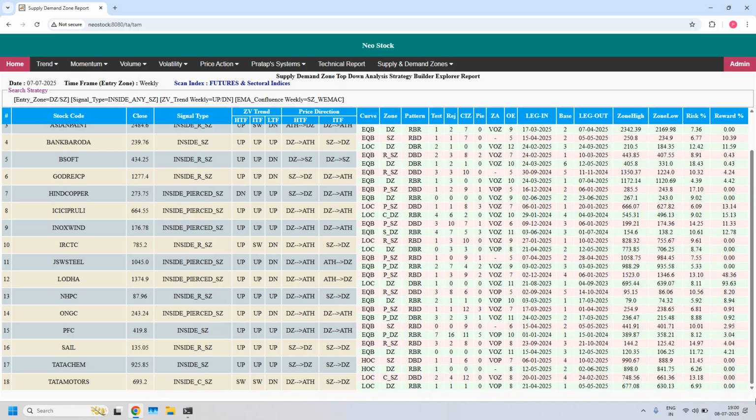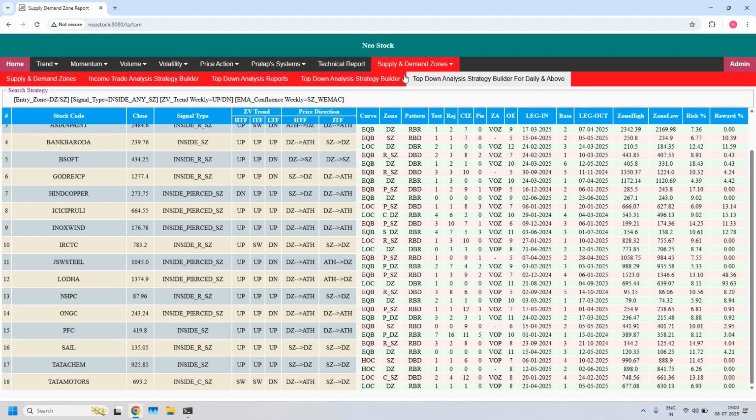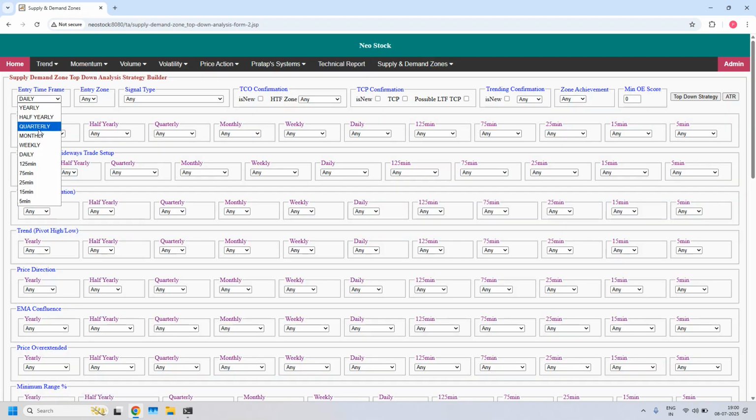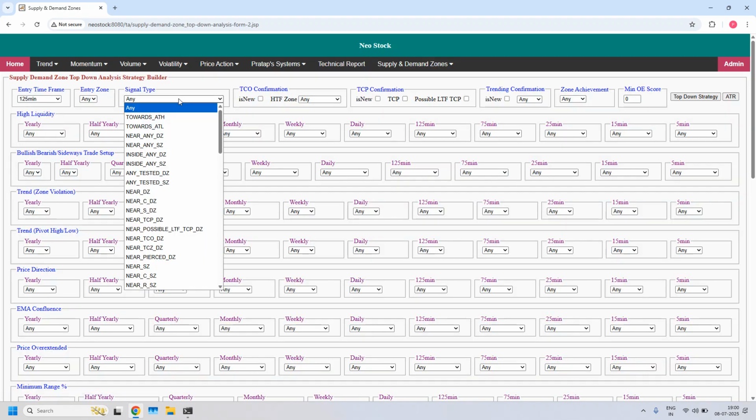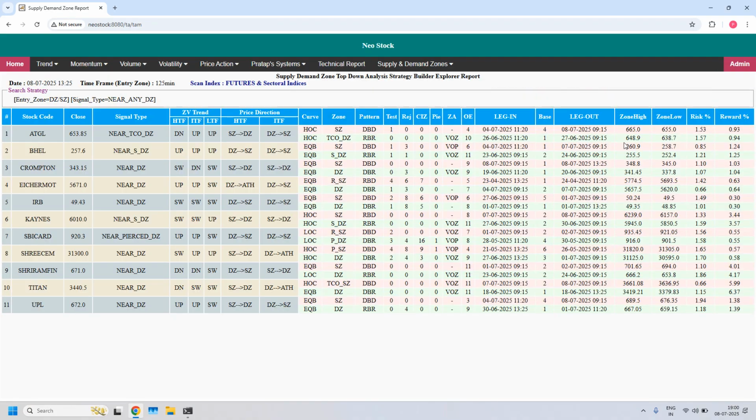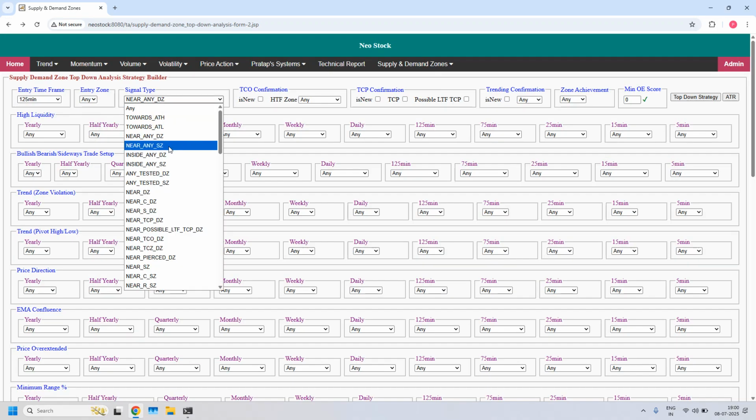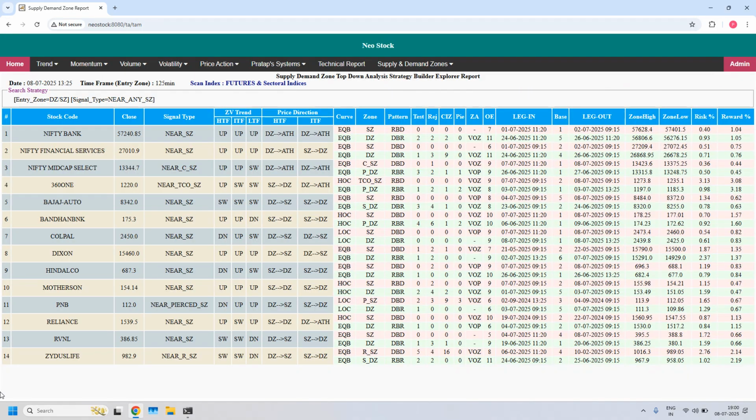Okay, next time frame daily we already generated in the beginning of the report. So the next time frame is 125 minutes. Stocks near to the 125 minutes demand zone. We got 11 stocks. Next, stocks near to the 125 minute supply zone, we got 14 stocks.